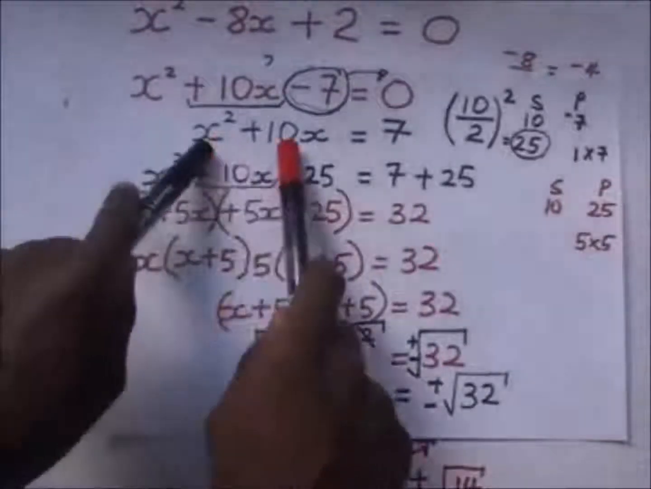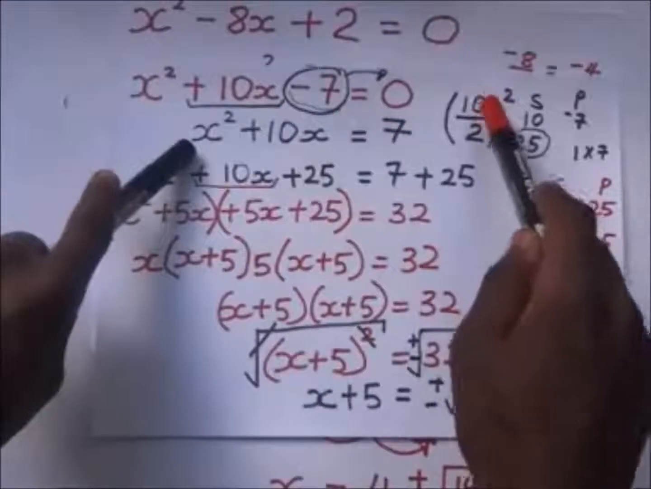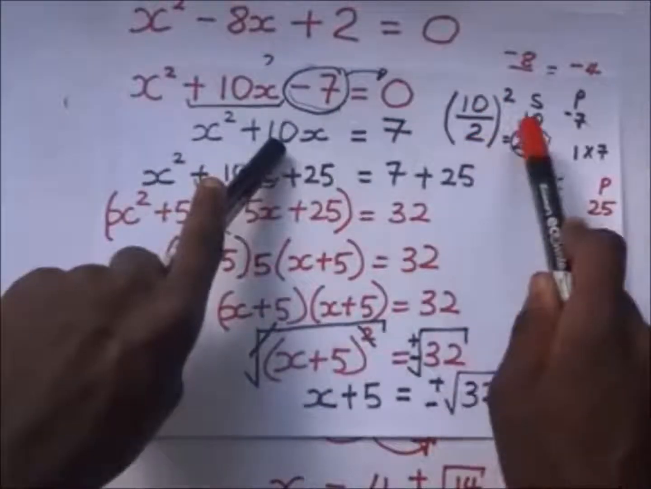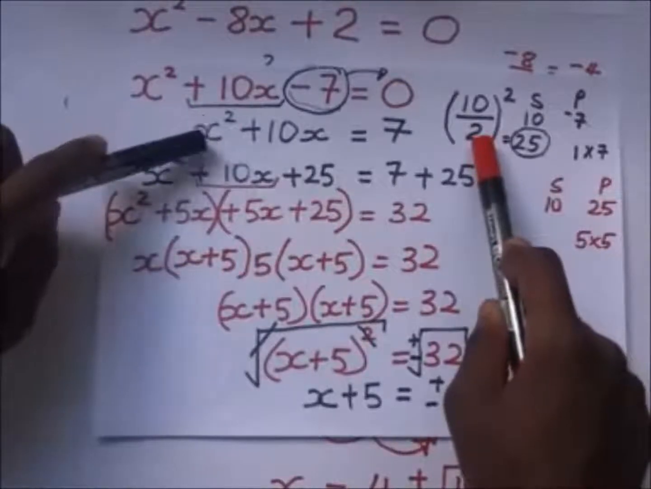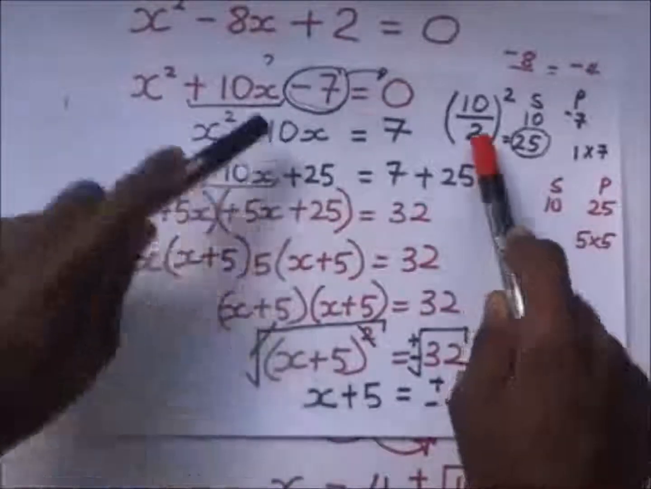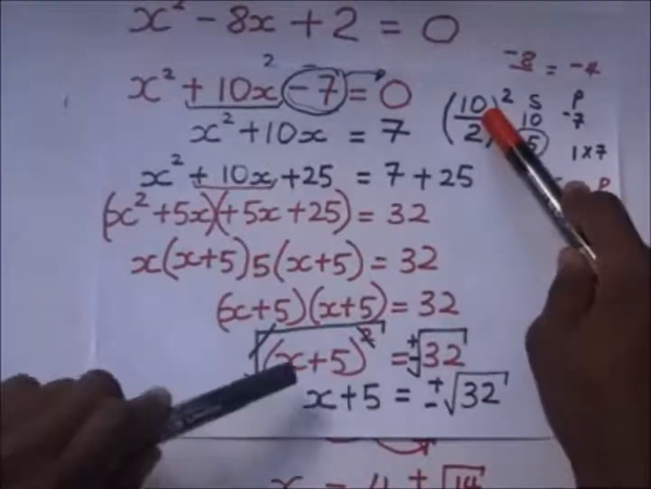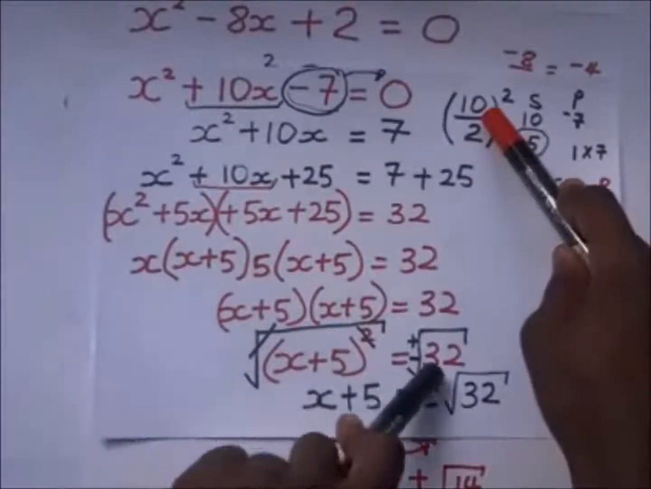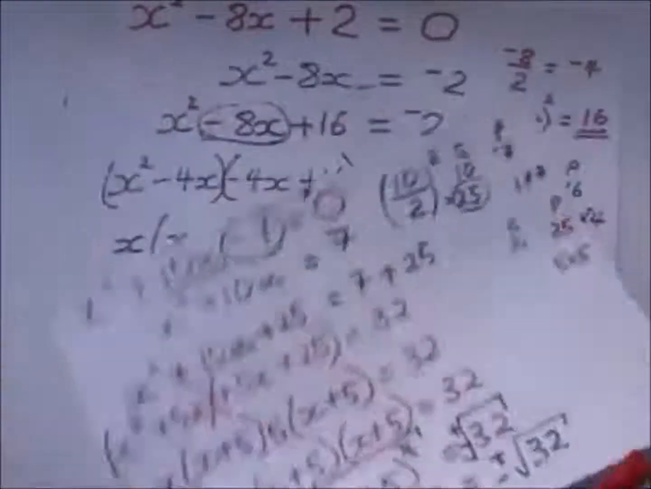If you look at the value of 10, we said it is 10 divided by 2, and we get 5. So it's going to be x plus 5 in brackets squared, which is what we got here. So it was x plus 5 squared, and we continued with our working. I'm going to demonstrate this in our next example.